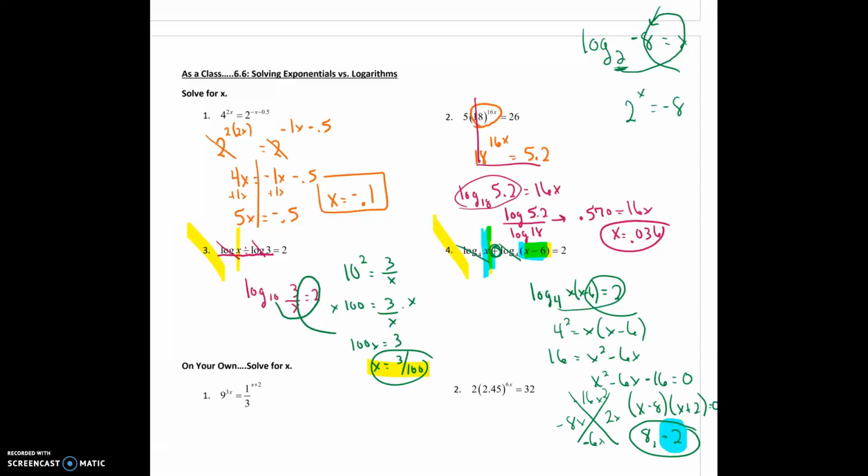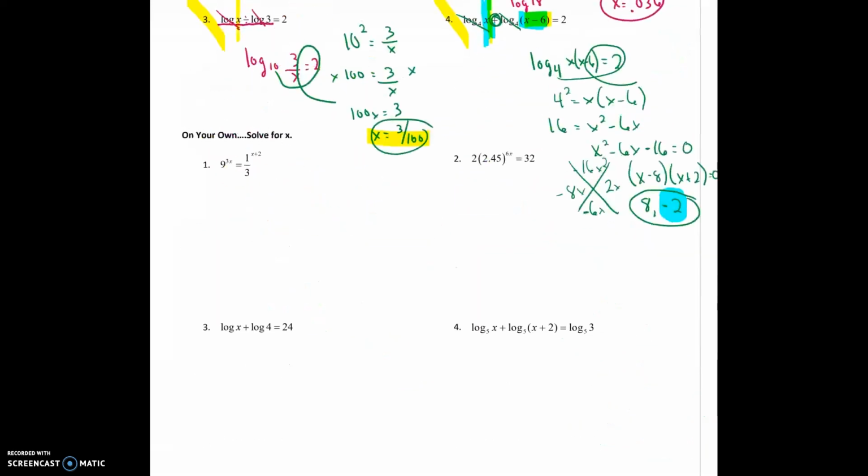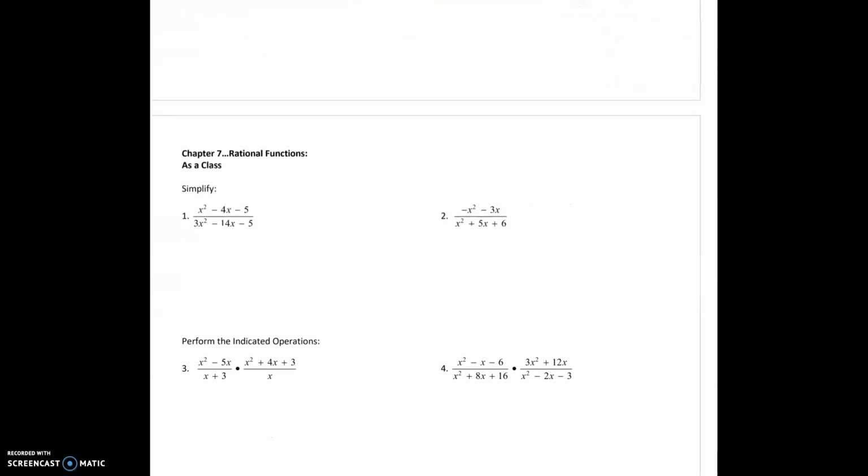And in the multiple choice part, you will see 8 and negative 2 listed as an option for an answer, but it is not the answer. The only answer is the one that has 8 in its choice. Okay, you'll try those on your own.